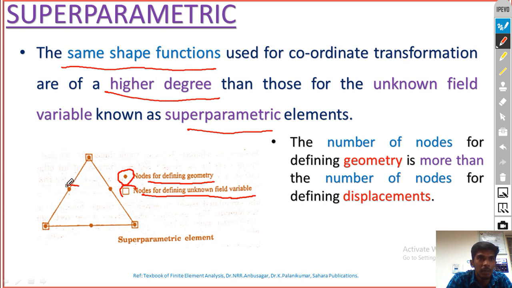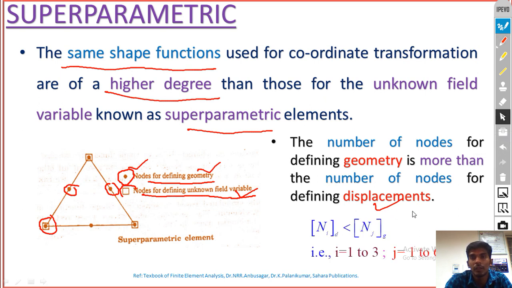The bulleted points indicate geometry, and the small boxes indicate field variables. How many field variables? Three field variables, and six nodes for defining geometry. Here you see the definition: the number of nodes for defining the geometry is more. Six bulleted points define the geometry, which is more than the number of nodes for displacement. The boxes are three, so displacement is three. That is the meaning of superparametric formulation.